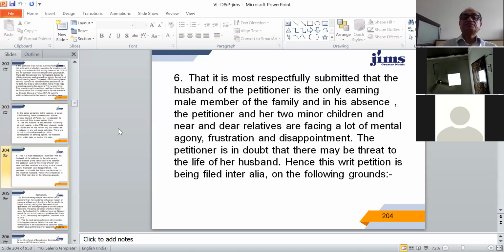Para 6. That it is most respectfully submitted that the husband of the petitioner is the only earning member of the family, and in his absence, the petitioner, her 2 minor children, and near and dear relatives are facing a lot of mental agony, frustration, and disappointment. The petitioner is in doubt that there may be a threat to the life of her husband. Hence, this writ petition is being filed inter alia on the following grounds.